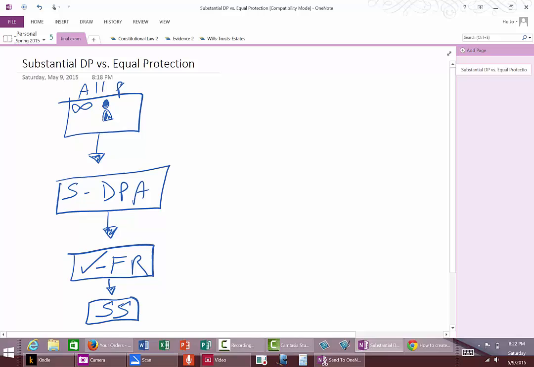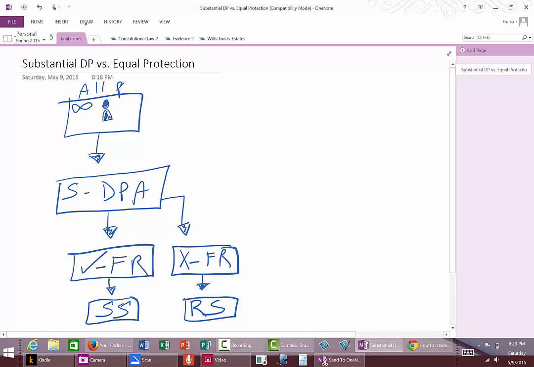Whereas, comparatively speaking, if the substantive due process analysis does not involve a fundamental right, no fundamental right, then this analysis will look at everything under rational basis scrutiny, RS.